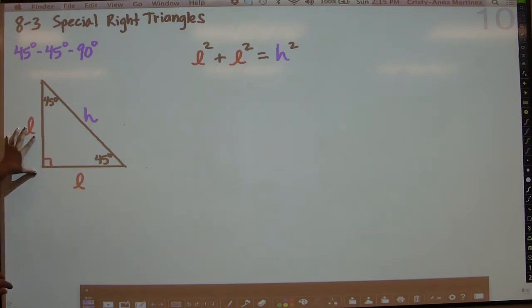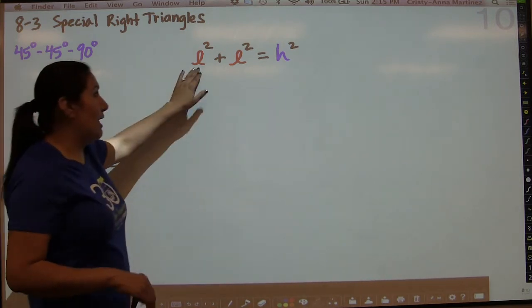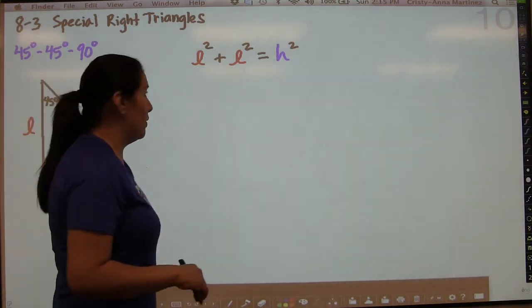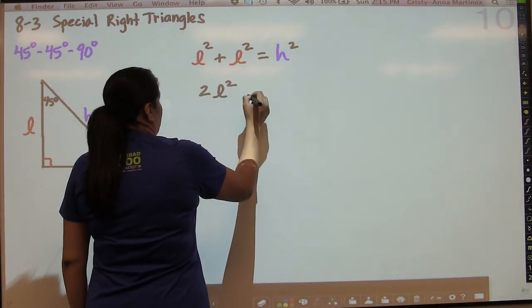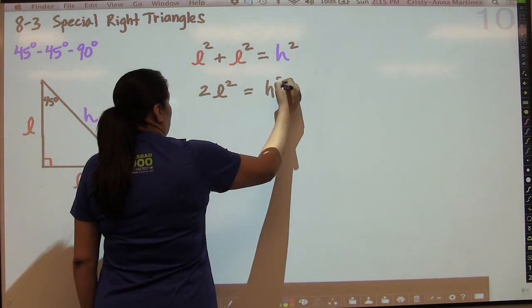that only applies when you have a 45, 45, 90, and that's because only in the case of a 45, 45, 90 do you have both legs being the same, which allows us to put L squared plus L squared equals H squared. So then that means that we now have two L squared equals H squared.